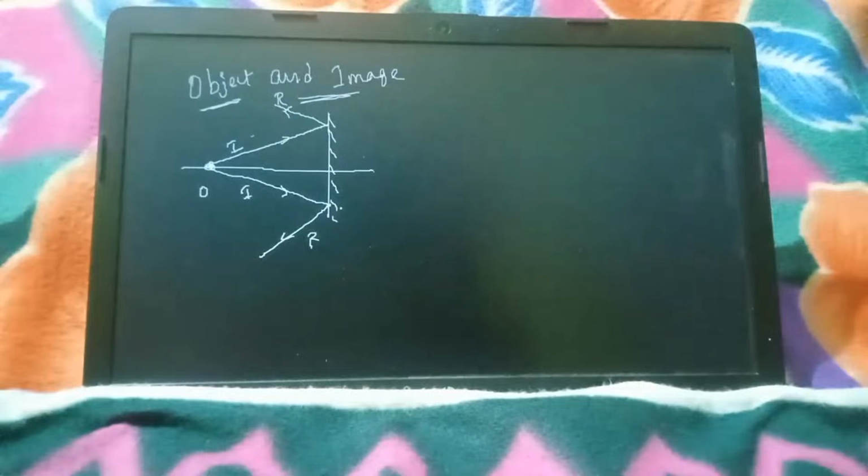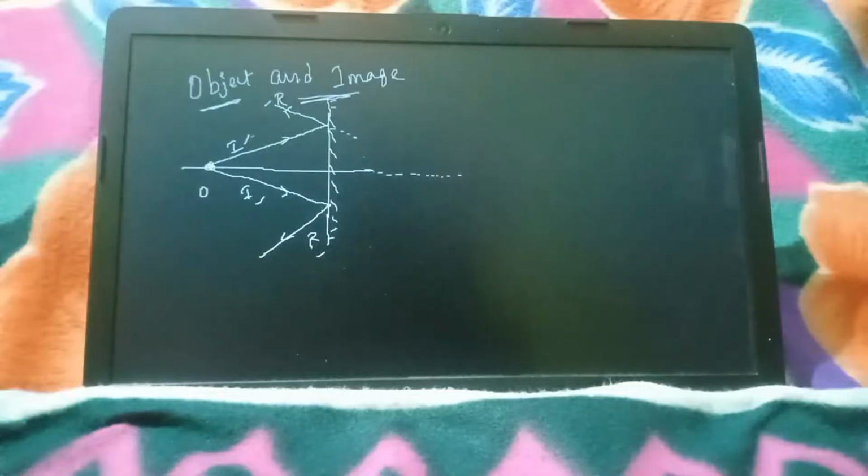This is an incident ray, this is also an incident ray, and these are reflected rays. After reflection, the light rays move like this. This is the plane mirror, and on this side a virtual image will form, because we are extending the light rays.